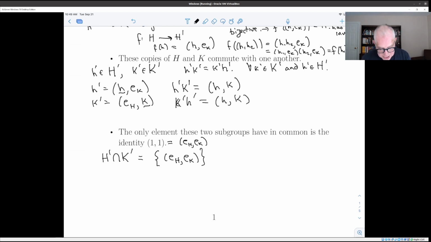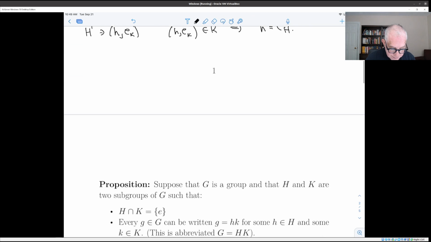And that's because if you're in H prime, but you're also in K prime, the only way that can happen is if H is the identity element of H, and vice versa. So these two subgroups, the only element they have in common is the identity element in the group.